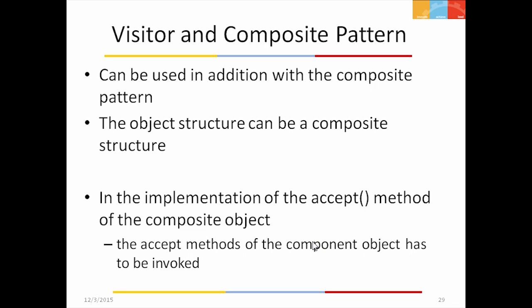So if a particular object structure has a set of component objects, and the entire thing follows a composite design pattern approach, then calling an accept method on the composite object will in turn call all the component objects inside this complex object, and then for all these component objects their accept methods will be called.